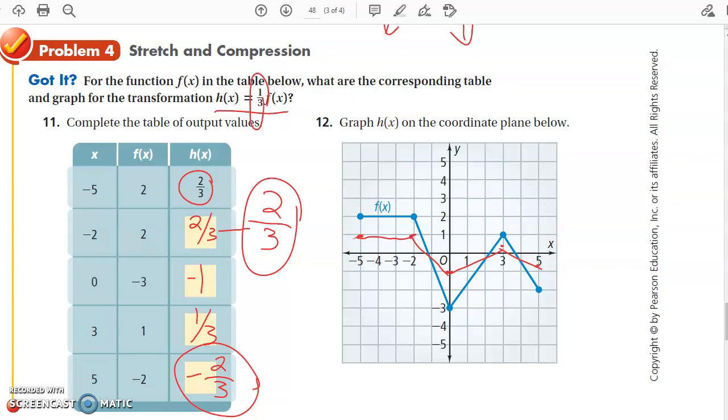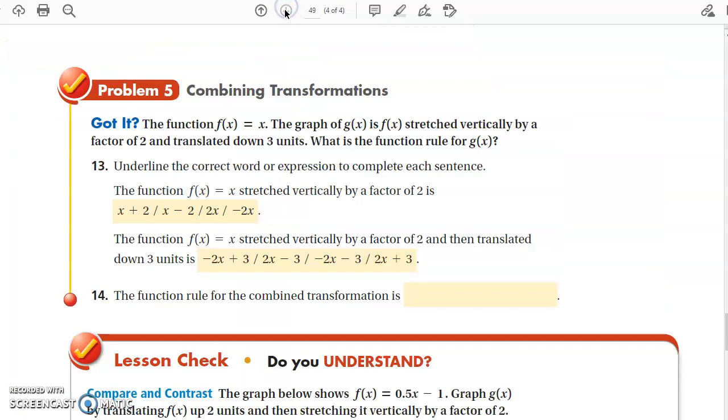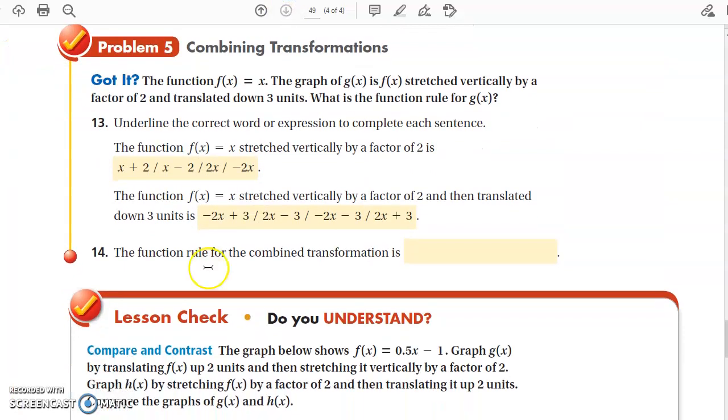So one more question. We have about 3 minutes to finish this one before we do the lesson check. Combining transformations. The function f of x equals x. The graph g of x is f of x stretched vertically by a factor of 2 and translated down 3 units. What is the function rule for g of x? This is a lot of words, and I think you might be confused, but let's go through it slowly. Underline the correct word or expression to complete each sentence.